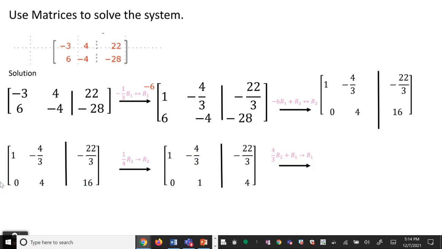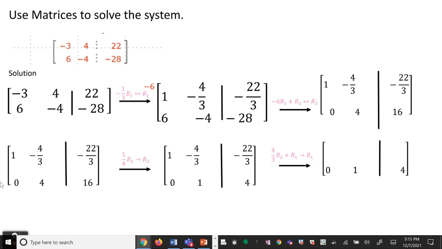So let's see, where did we go? So 1/4, we already did the multiplication. Okay. So we're going to multiply 4/3 times the second row. So that's illustrated with this right here. Then we're going to add it to row 1, and then we're going to put the answer in row 1. So here's going to be the work.